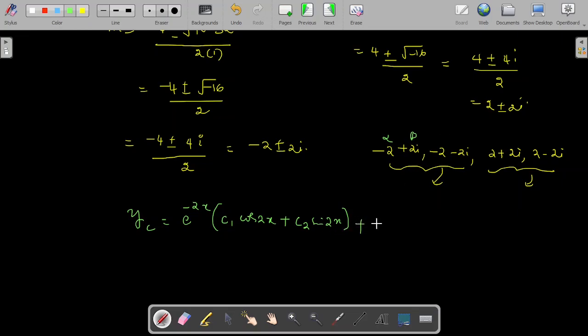Next, plus, here e to the power alpha is plus 2 now. e to the power 2x into c3 cos 2x, beta is the same here, 2, plus c4 sin 2x. So this is how we write the complementary function for this differential equation.